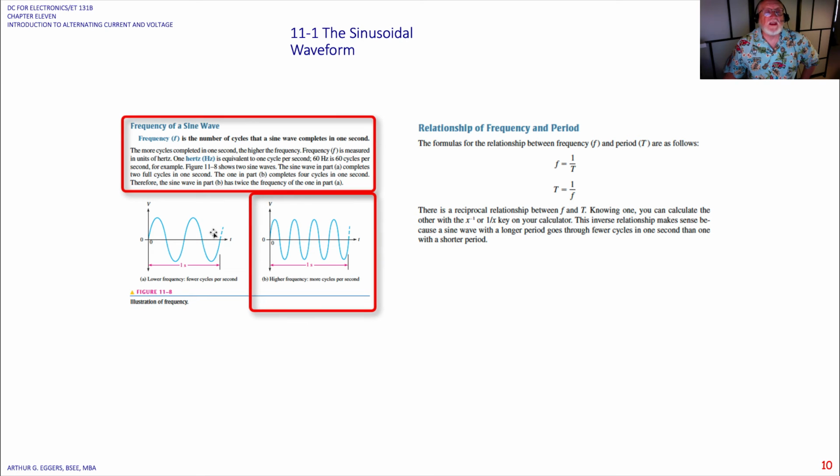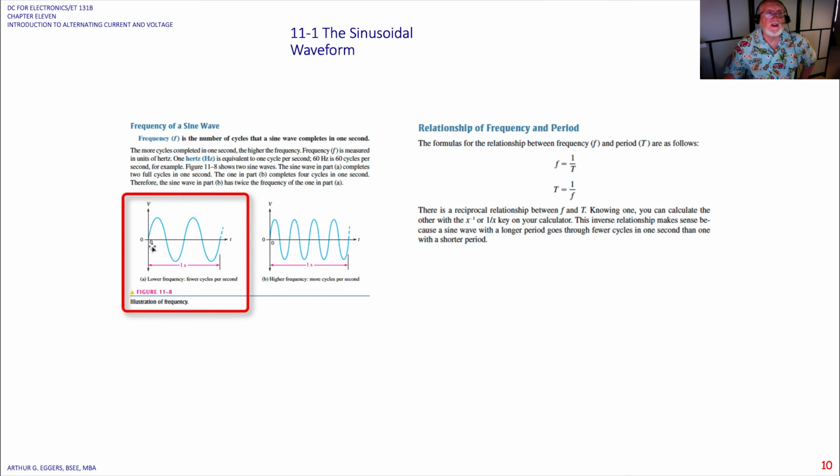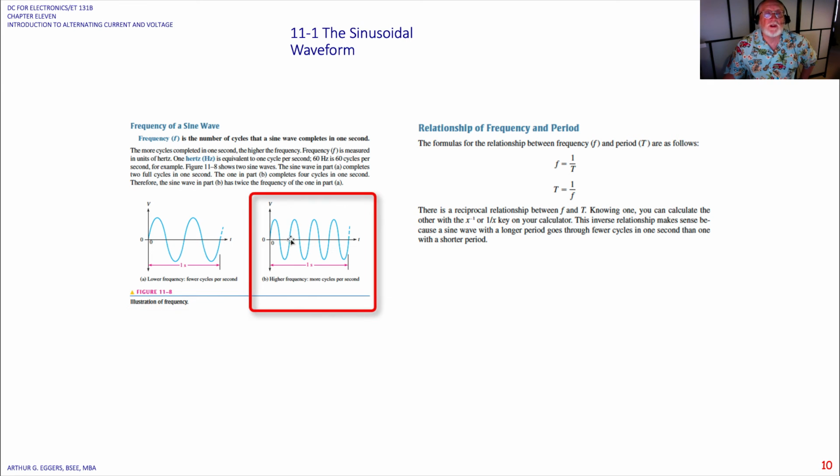So we can see in the diagrams below, we've got one that's a little stretched out here, one that's a little compressed. The one that's more compressed, of course, is at a higher frequency than the one that is more elongated. So they show us here the duration of 1 second to complete 2 cycles. In the next one, you can see we complete 1, 2, 3, 4 cycles in 1 second. Okay, so in part B completes 4 cycles a second, where in the other one we get 2 cycles per second.